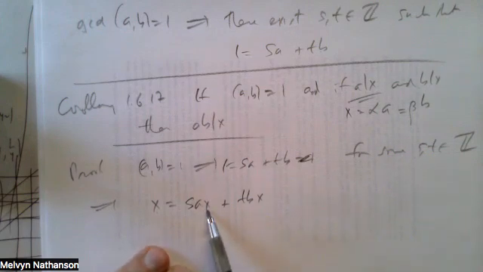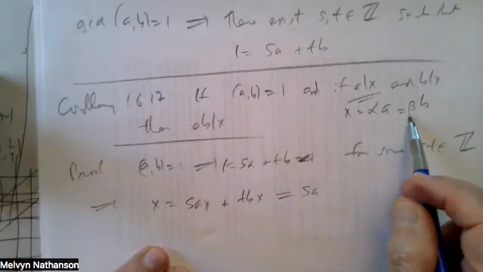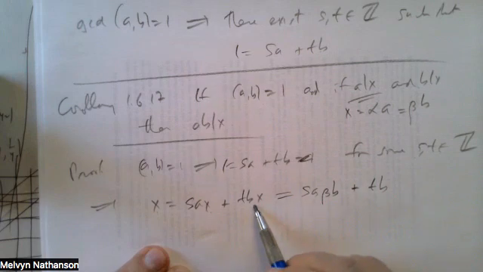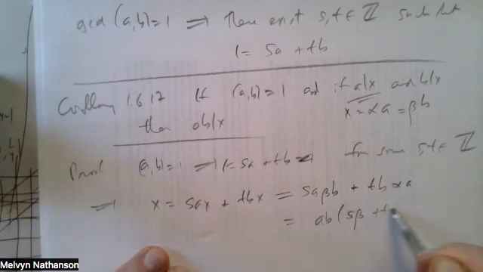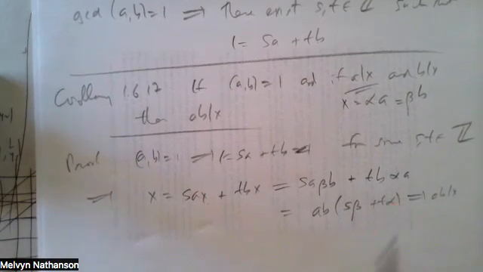So I can write X as beta times B, and I can write the other X here as alpha times A, and I can factor an AB out of this. This is AB times the integer S beta plus T alpha. So AB divides X. So if two relatively prime integers divide X, so does their product.